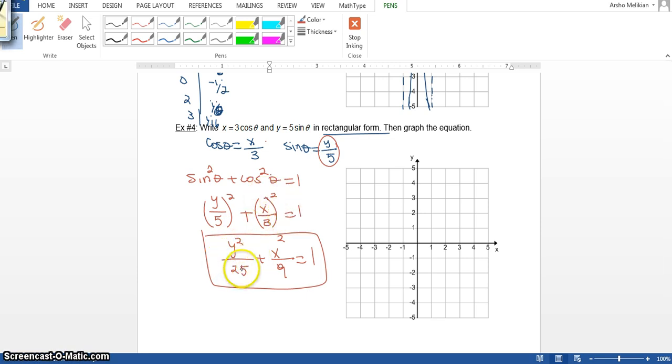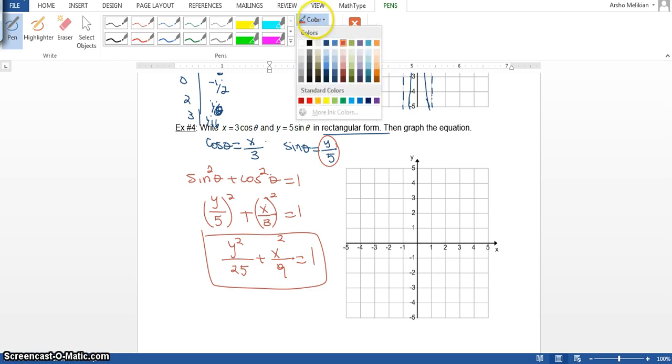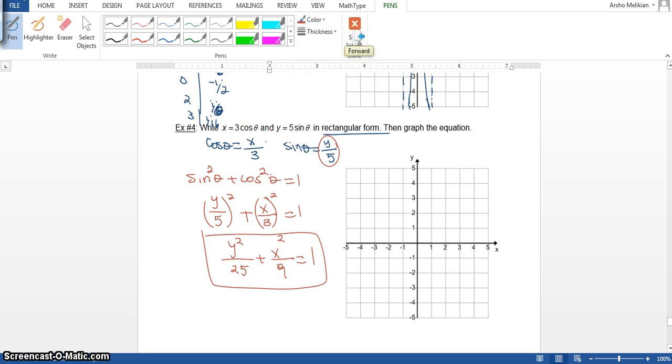What is this an equation of? An ellipse. We know it's an ellipse because the x is squared, the y is squared, both are positive, and it equals 1. Now we have to graph this, and we can graph this very quickly using all the shortcuts that are available to us.